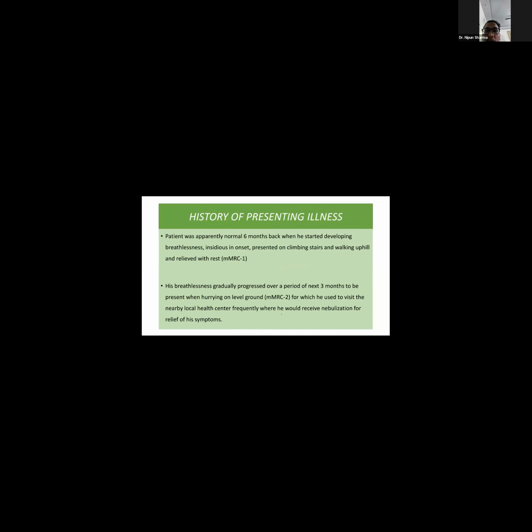The patient was apparently normal 6 months back when he started developing breathlessness, insidious in onset, present on climbing stairs and walking uphill, and relieved with rest, which was actually MMRC grade 1 dyspnea. His breathlessness gradually progressed over the next 3 months to be present when hurrying on level ground, for which he used to visit the nearby local health center frequently, where he would receive nebulizations for relief of the symptoms.